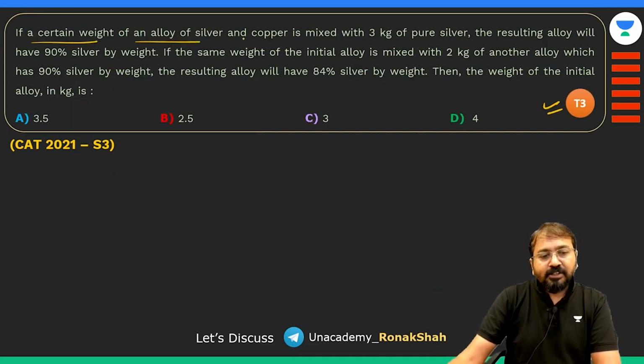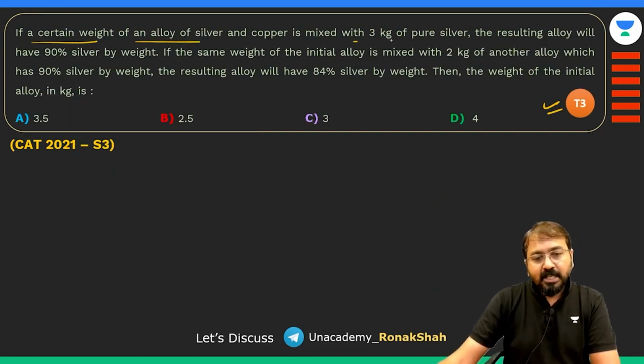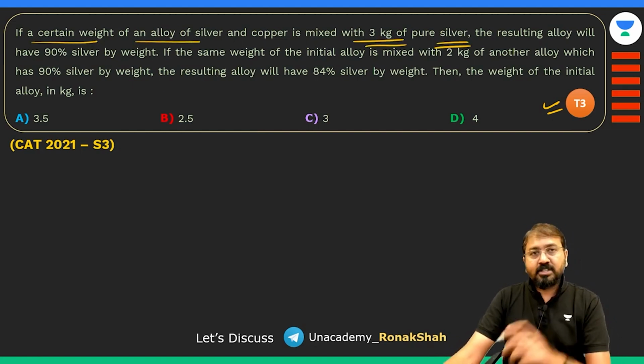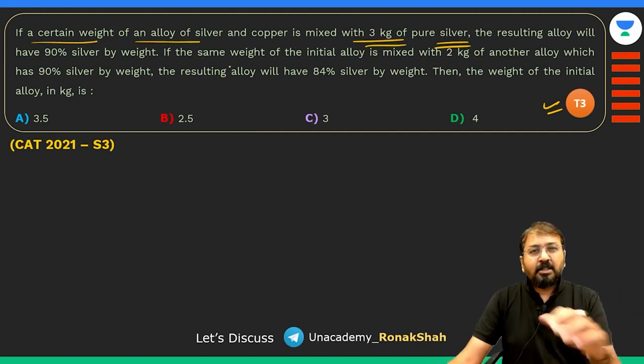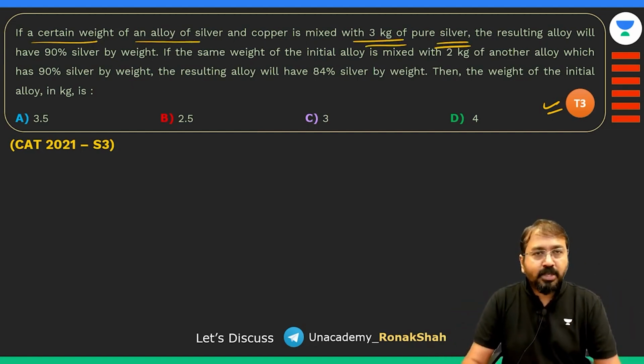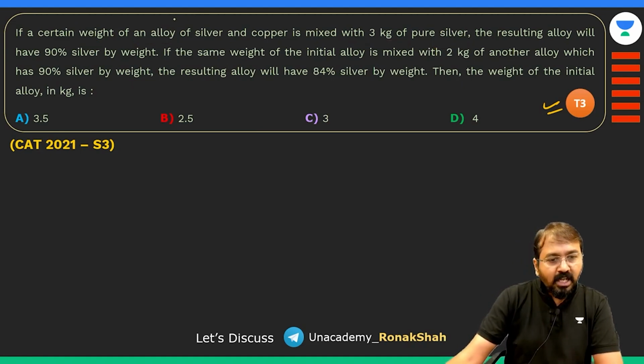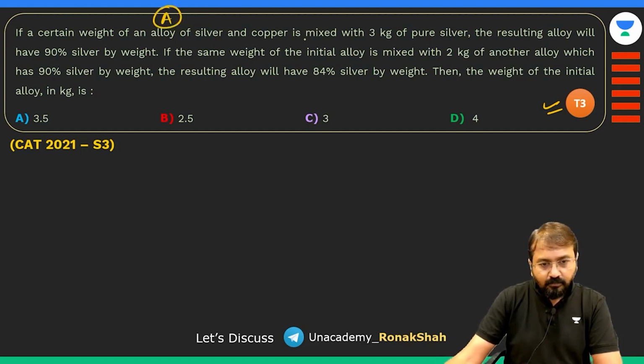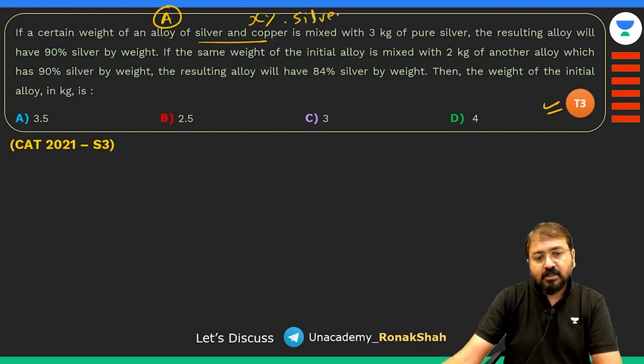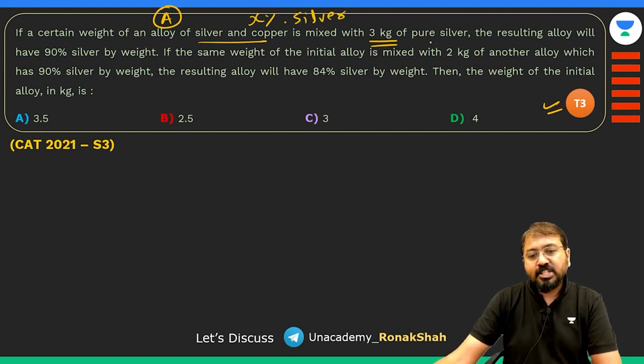If a certain weight of an alloy of silver and copper is mixed with 3 kg of pure silver. Now this is what I mean by T3. The previous one was a simple ratio based question actually. So we have an alloy of silver and copper. Let's call this one alloy A. Okay, we don't know what is the proportion of silver in that. So let's assume that it has X% of silver and we are mixing it with 3 kg of pure silver.